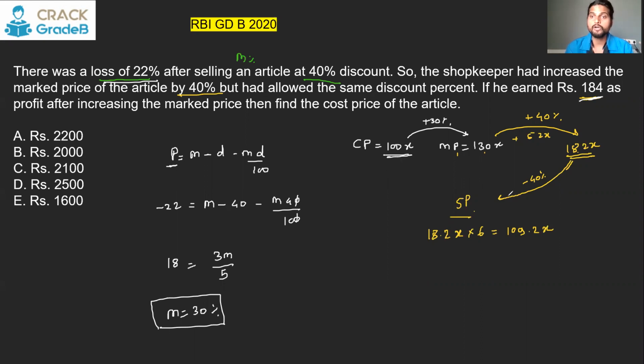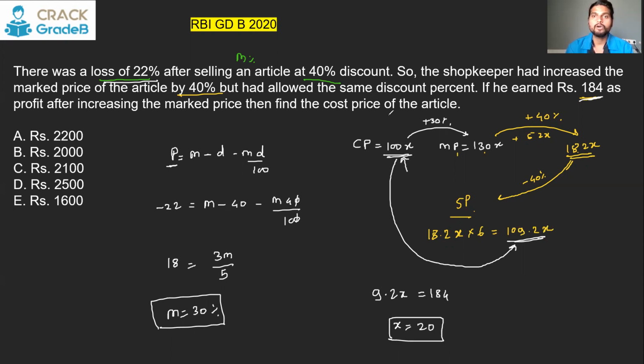So as compared to this cost price, this selling price is how much more? That is called as the profit. So 9.2x more. So profit is 9.2x, which is said 184. So x will be equal to, this is clearly 2 times means 20 times of it. So x will be 20. So if you put x is equal to 20 here, the cost price of the article is going to be 20 into 100. That is 2000. 2000 will be the cost price.